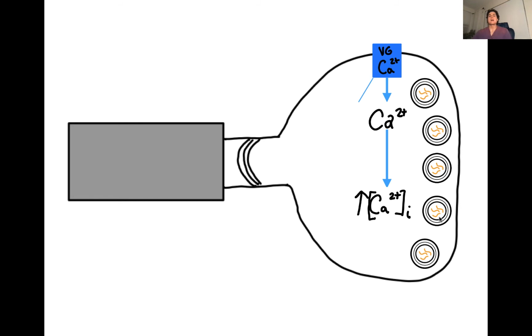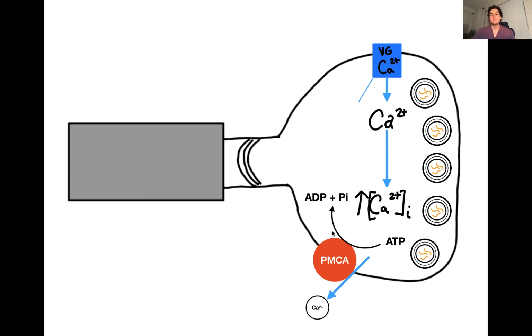Now, we talked a lot about how calcium comes into the cell, but we haven't talked about how calcium is removed from the cell. One way in which calcium can be removed from a cell is via the PMCA, or the plasma membrane calcium ATPase. What this does is it pumps calcium out of the cell up its concentration gradient, so against its concentration gradient, by using the hydrolysis of ATP to power it. So the PMCA pumps out calcium using the energy of ATP.